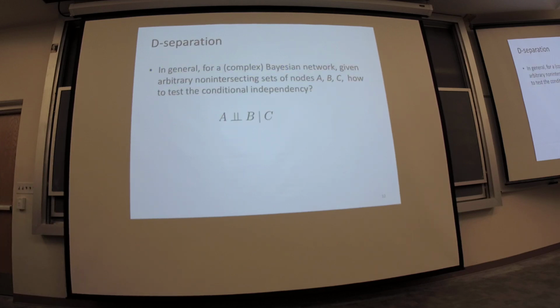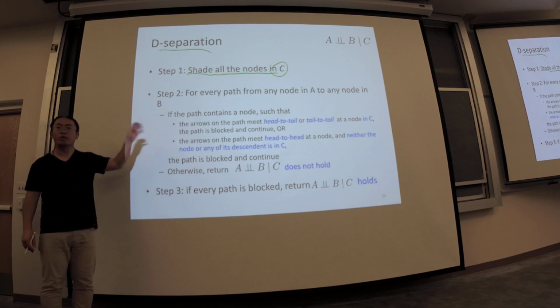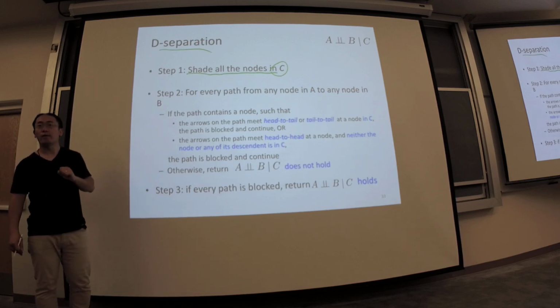So now, with these three basic cases, we want to ask if there is an efficient way to answer the question: for arbitrary three non-overlapping sets of random variables A, B, and C, given C, are A and B conditionally independent? Here's the algorithm. It's called the d-separation algorithm, or the Bayes ball algorithm. The first step in your Bayesian network is to shade all the nodes in C. It's consistent with our custom to draw observed random variables as shaded nodes.